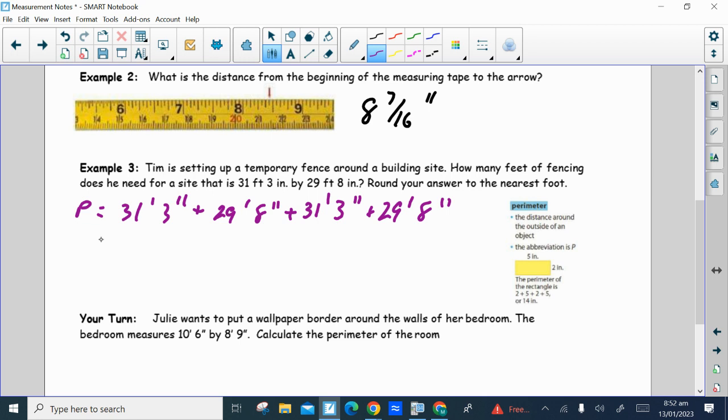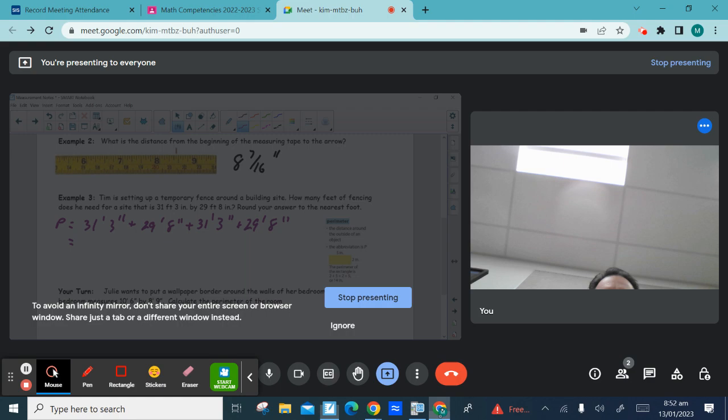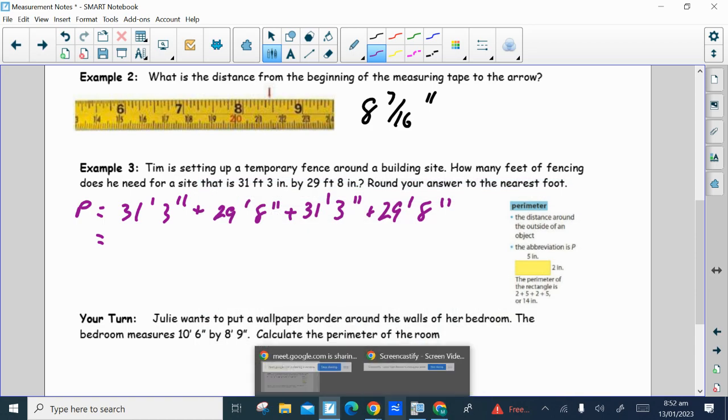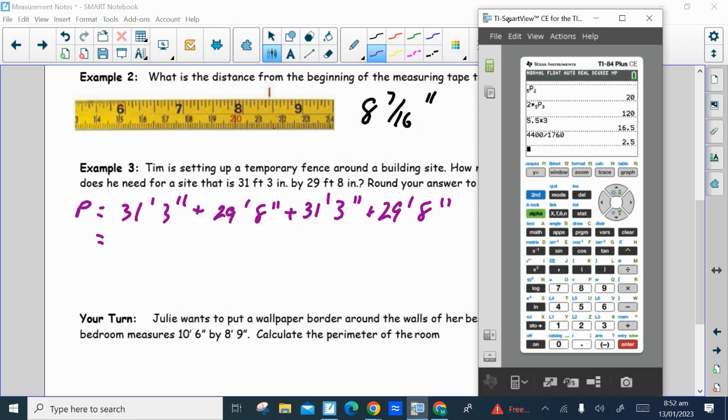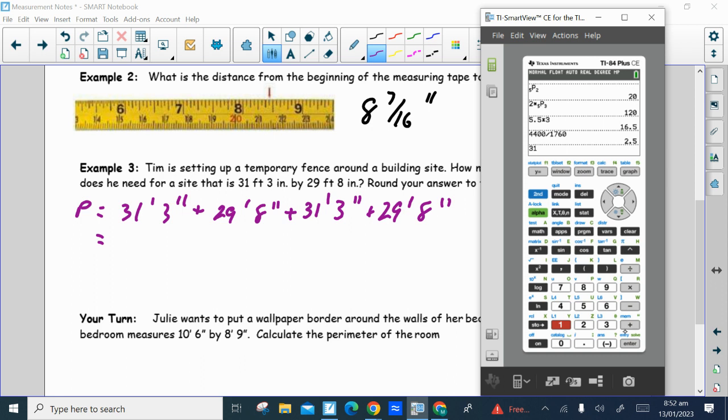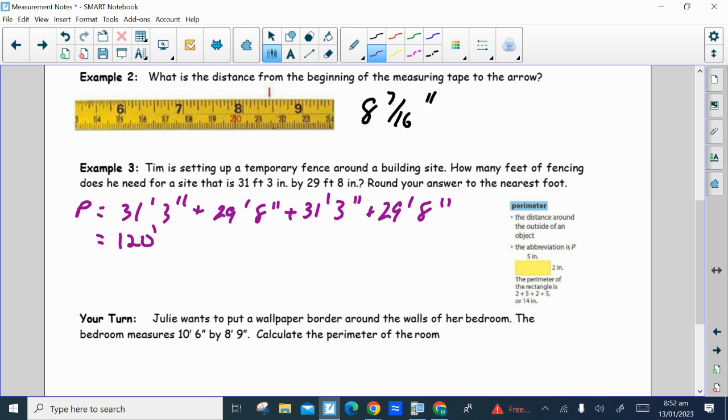And when you do this, you need to add the feet first and the inches second. So we've got 31 feet plus 29 feet plus another 31 plus another 29. That's 120 feet. When we add the inches together, 3 and 8 is 11 plus another 11 would be 22. 3 inches plus 8 inches is 11 inches. Then you'll have another 3 and another 8 or another 11 gives us 22.